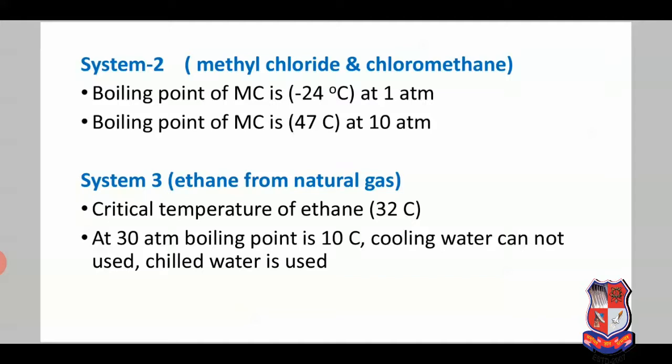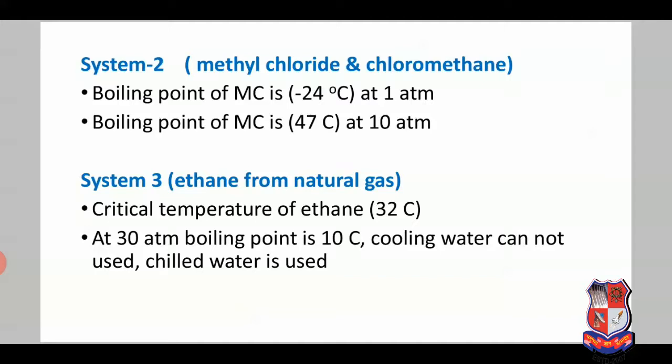Again, system 3 is also defined, in which we want to separate ethane from natural gas. Now the critical temperature of ethane is 32 degrees Celsius, so it will be in vapor phase. And at 30 atmospheric pressure its boiling point is 10 degrees Celsius. So we are increasing the pressure to 30 atmosphere, but still its boiling point is around 10 degrees Celsius.